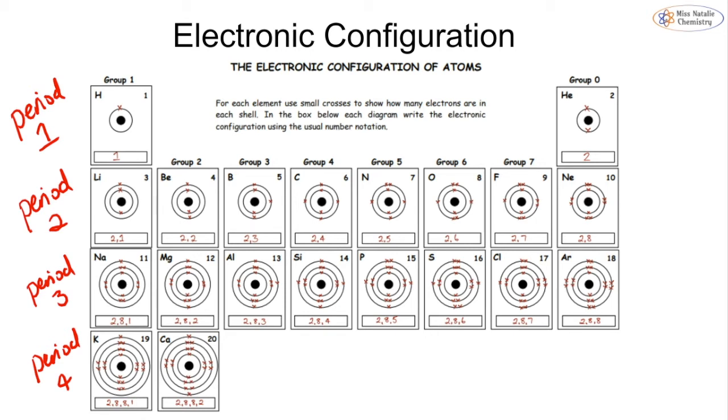So actually the number of numbers in your electronic configuration will tell you which period or which row an element is. You should be able to determine the period and the group from the number of outer electrons.